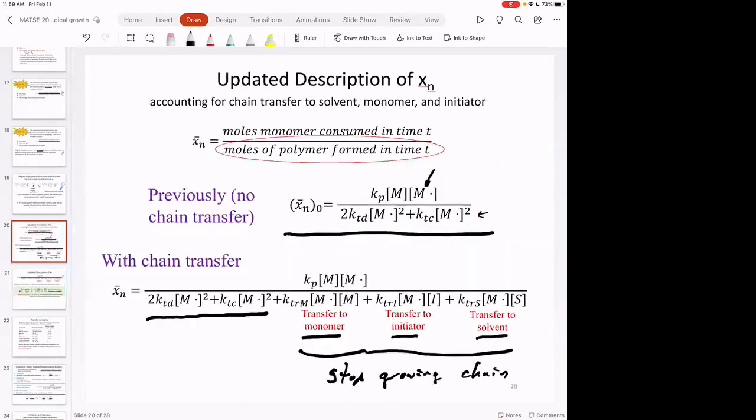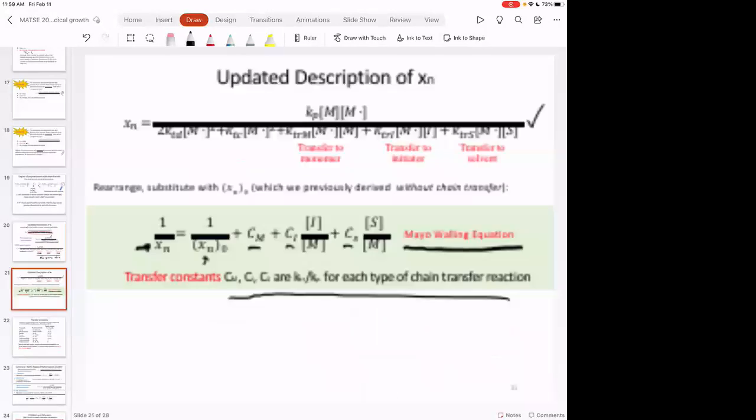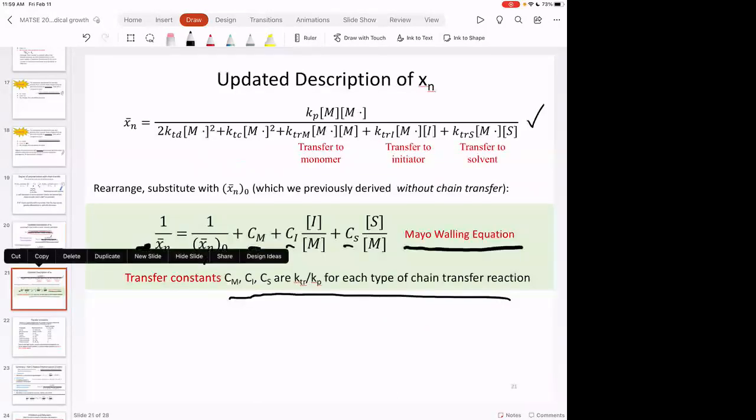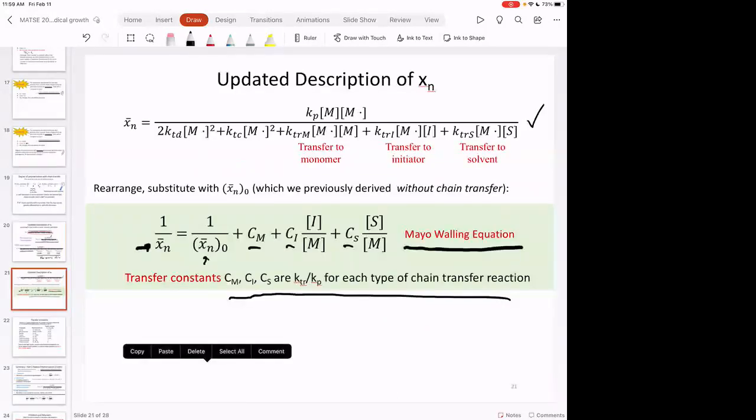There aren't lots of tables of KTRM, KTRI, et cetera, but we can look up these chain transfer constants. Yes. So I know that for the X bar n where you had M minute for X0 also, is that equal also be just with chain transfer, or is that just X0? Yeah, so you have to know based on the problem.